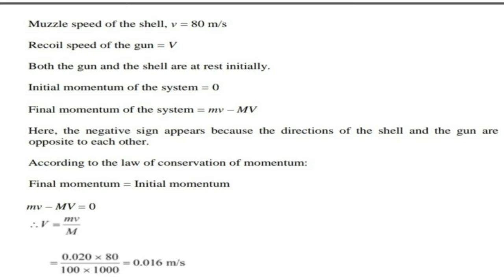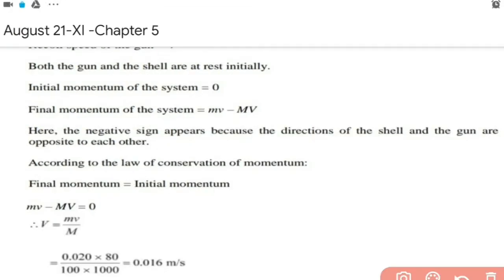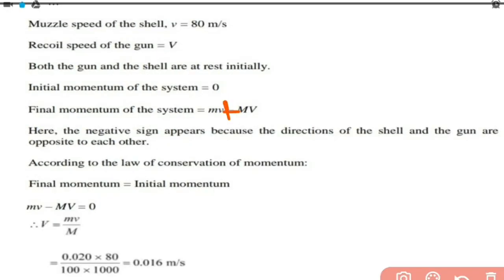Before firing, the total momentum is 0. Final momentum, here they have already taken that negative sign. If you keep the positive sign in the final answer, you will have a negative sign. Anyway, what we need to find is only the magnitude of the speed. So the recoil velocity: this equation, the steps and all, we have already explained in theory.